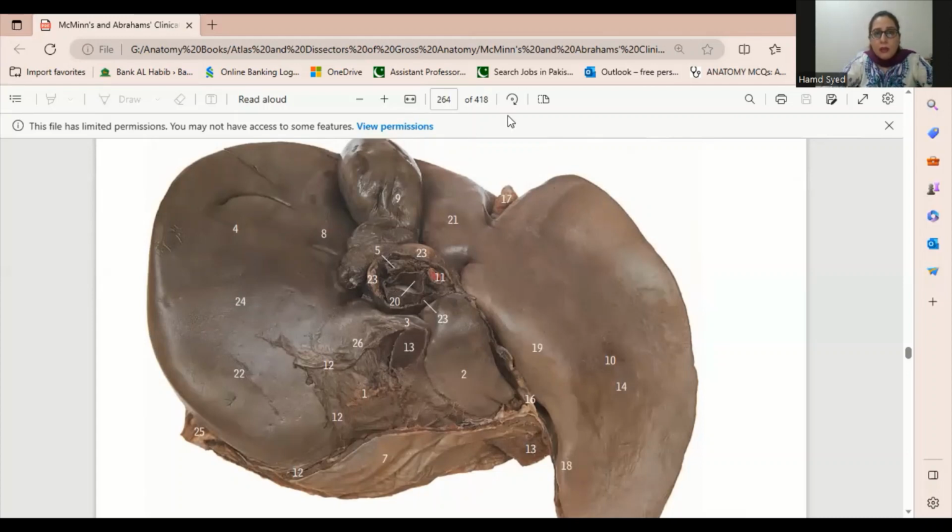So how does this make an L? Let's see how this becomes an L-shaped structure. This part of attachment to the Porta Hepatis forms the horizontal part of the L, and the vertical part of the L is this attachment to the fissure for ligamentum venosum. So this is representing the L-shaped attachment of the lesser omentum on the visceral surface of the liver. Okay, so let's go back to our presentation on the PowerPoint slides.